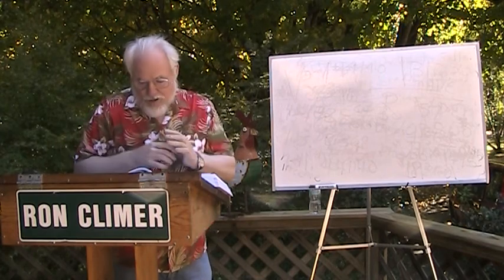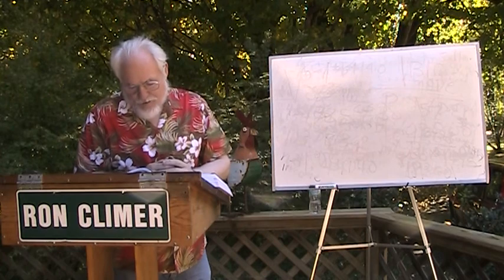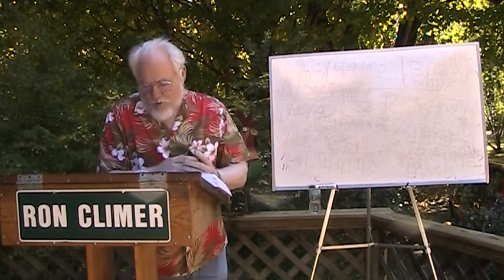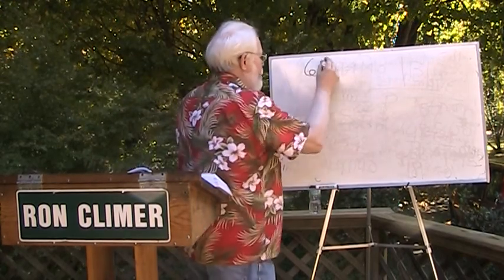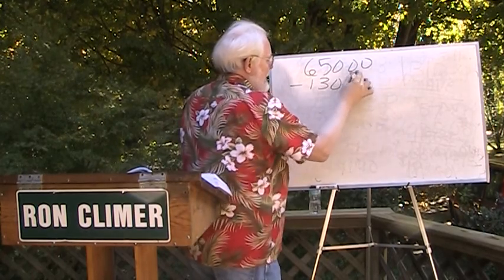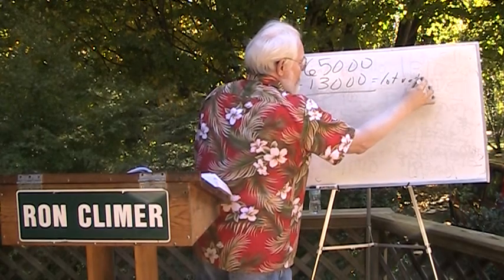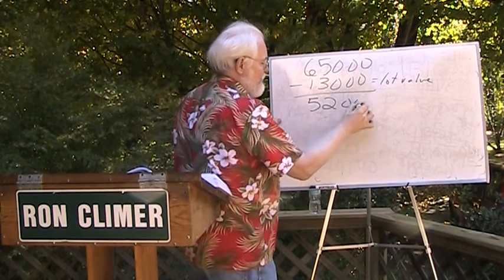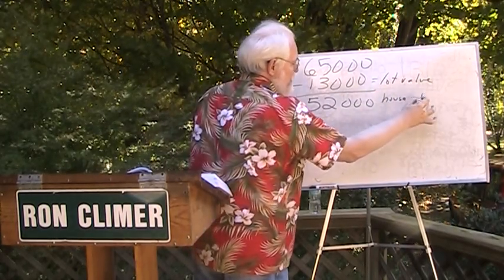Number 40. A new home and a lot cost the buyer $65,000. Now, of this total price, the lot was estimated to be worth $13,000. All right, so he bought the house for $65,000, and when he did, $13,000 of the value was the lot, which means $52,000 was the value of the house.